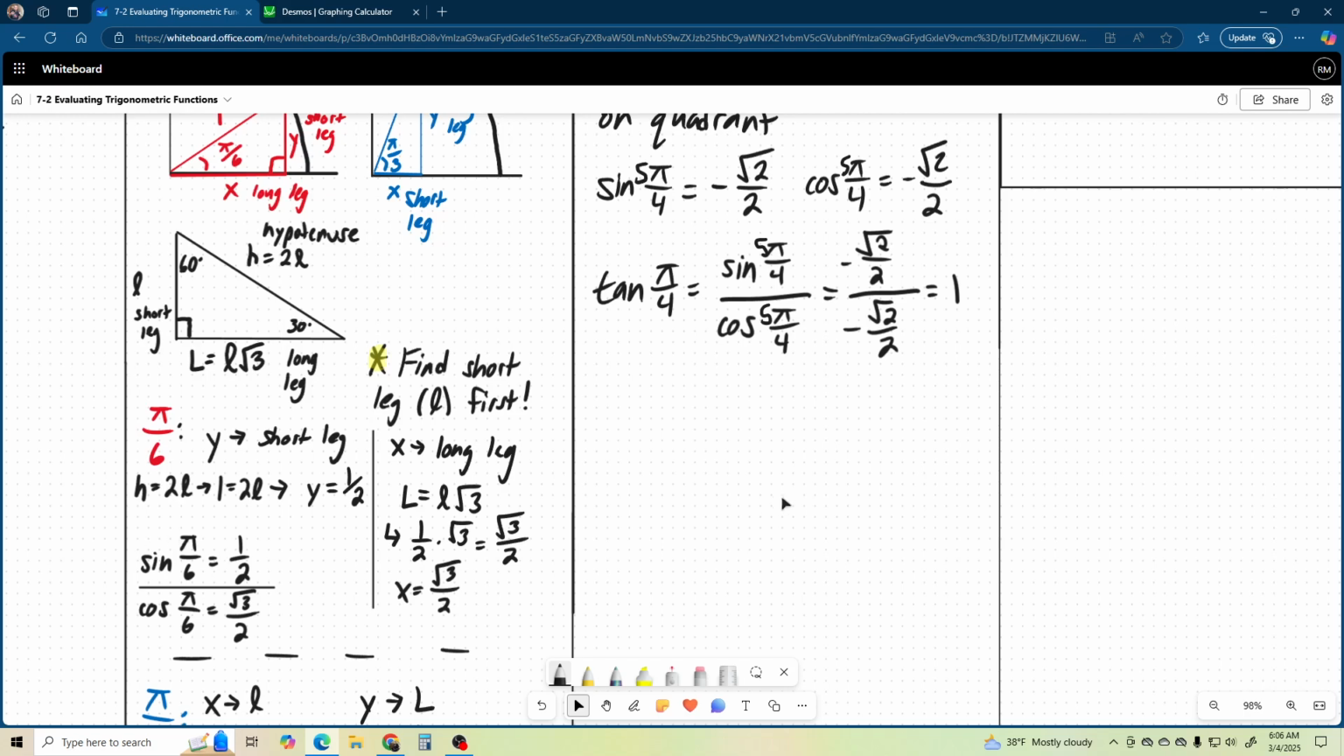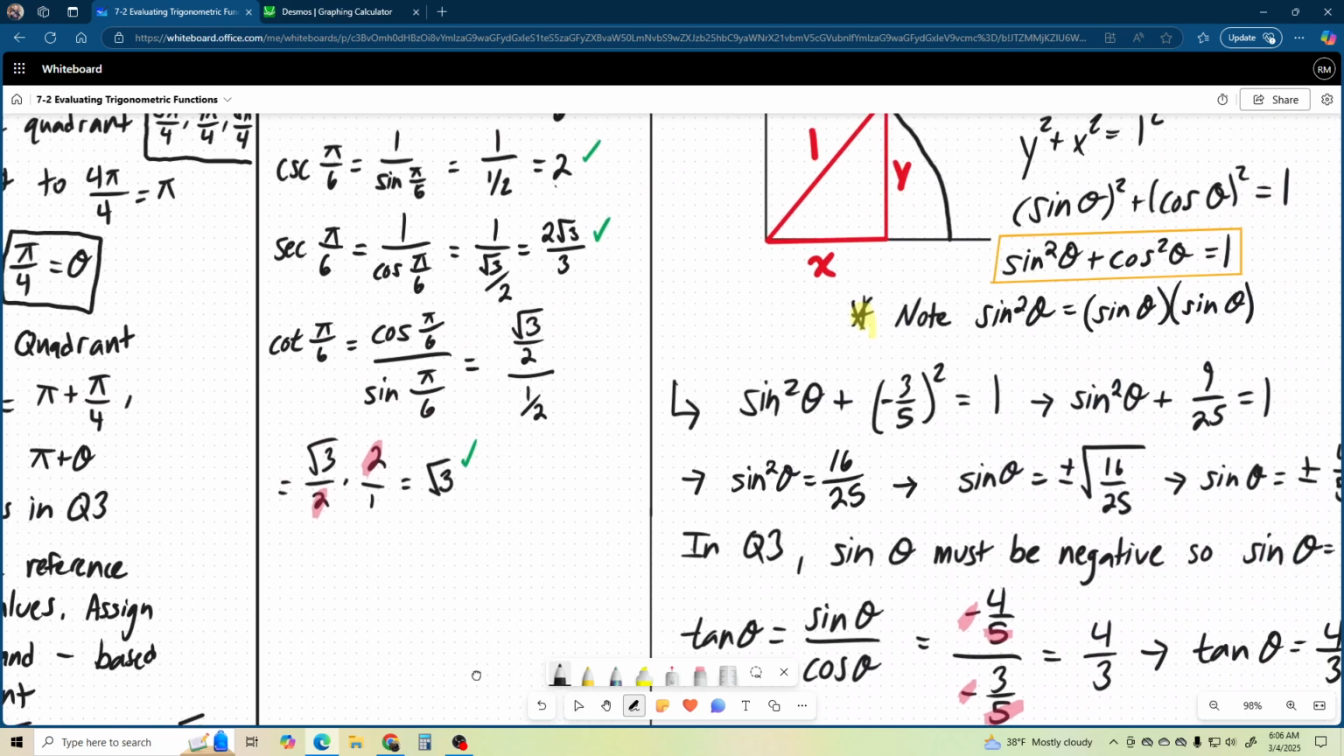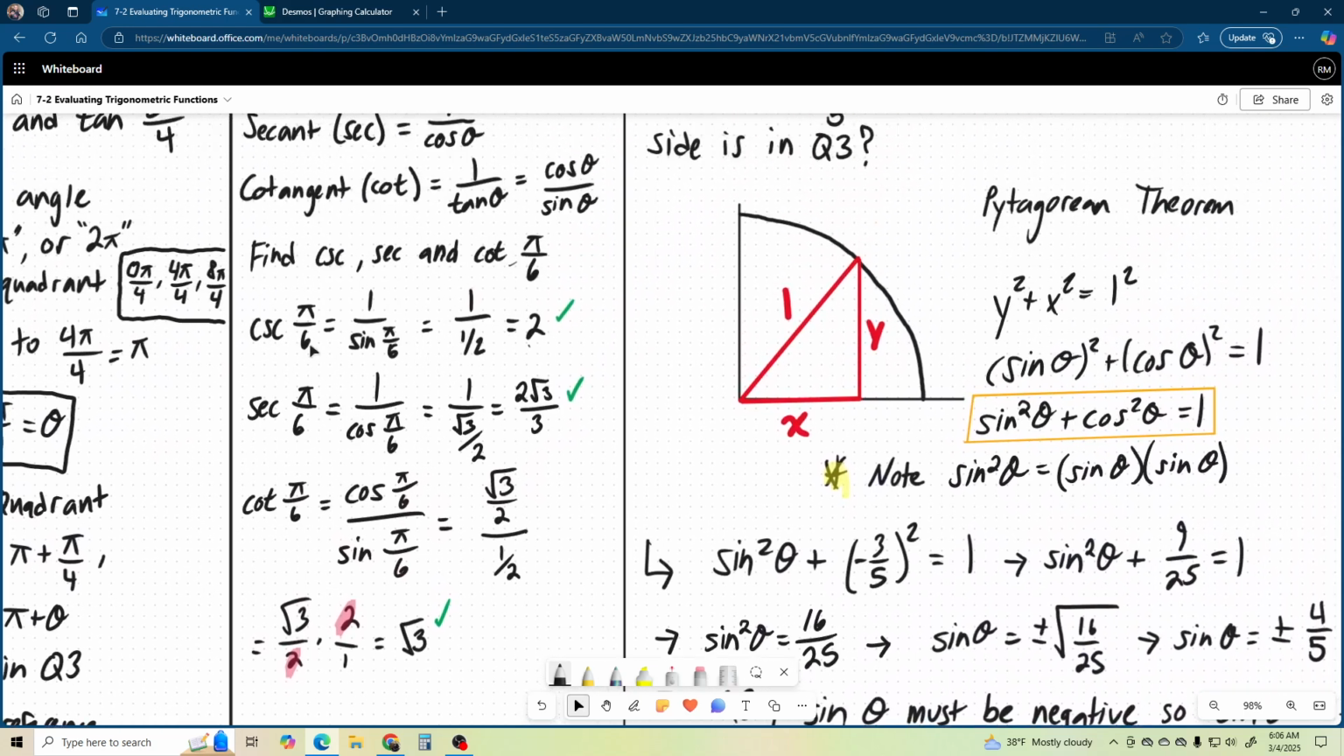Yeah, sine of pi over 6 was 1/2. So we know that we can put this 1 over 1/2. 1 over 1/2 is just going to give us 2. So the cosecant of pi over 6 is 2. And if you think about it, these are just multiplicative inverses, right? If we already knew it was 1/2, well, if we flipped 1/2, you'd get 2.